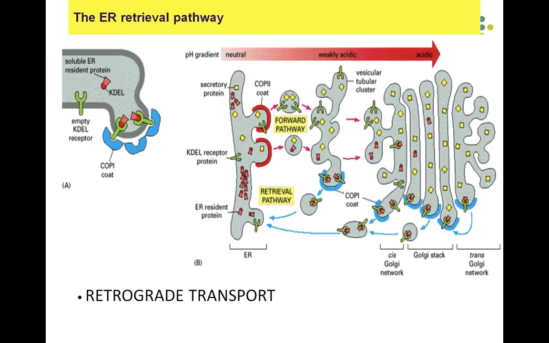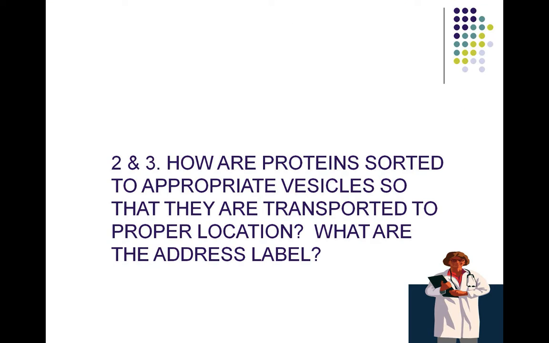Let's complete our discussion of protein trafficking and secretion. No? The last questions we have to try to really give a resolution are ito, no, how are proteins sorted to appropriate vesicles so that they are transported to their proper destinations or proper location. Now, how are our address labels given?